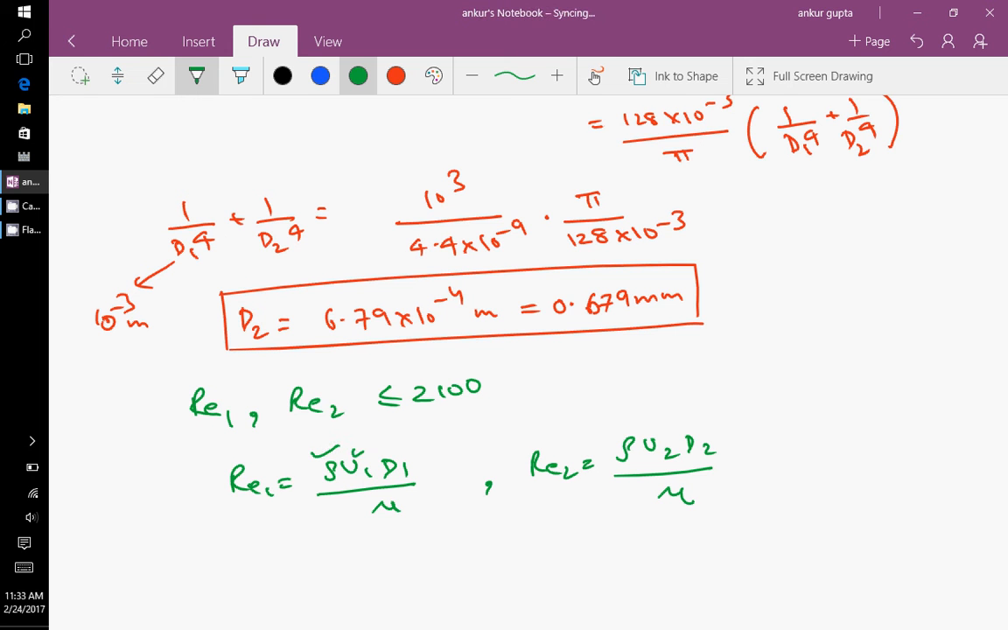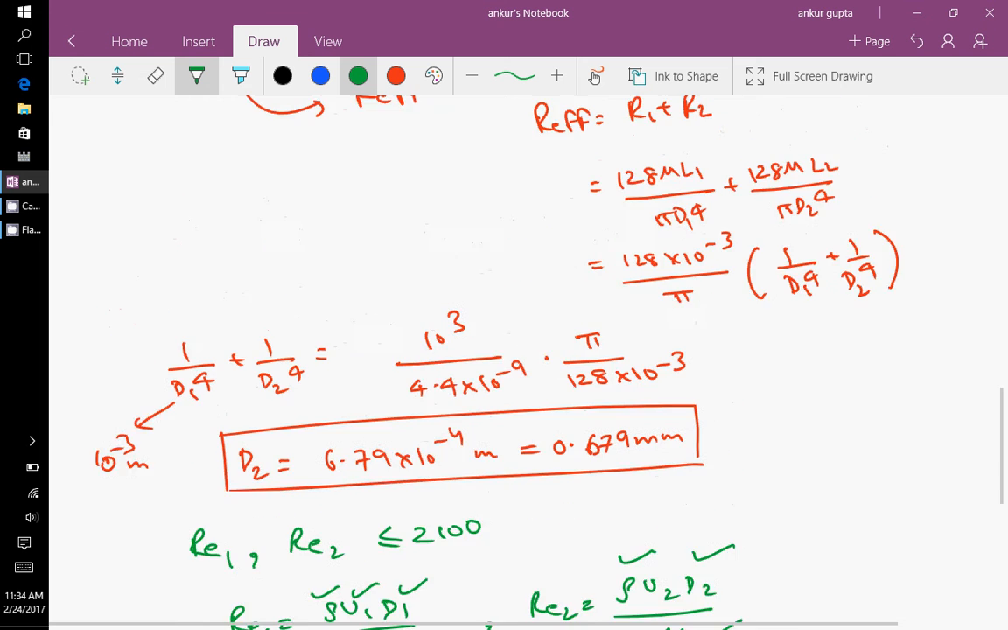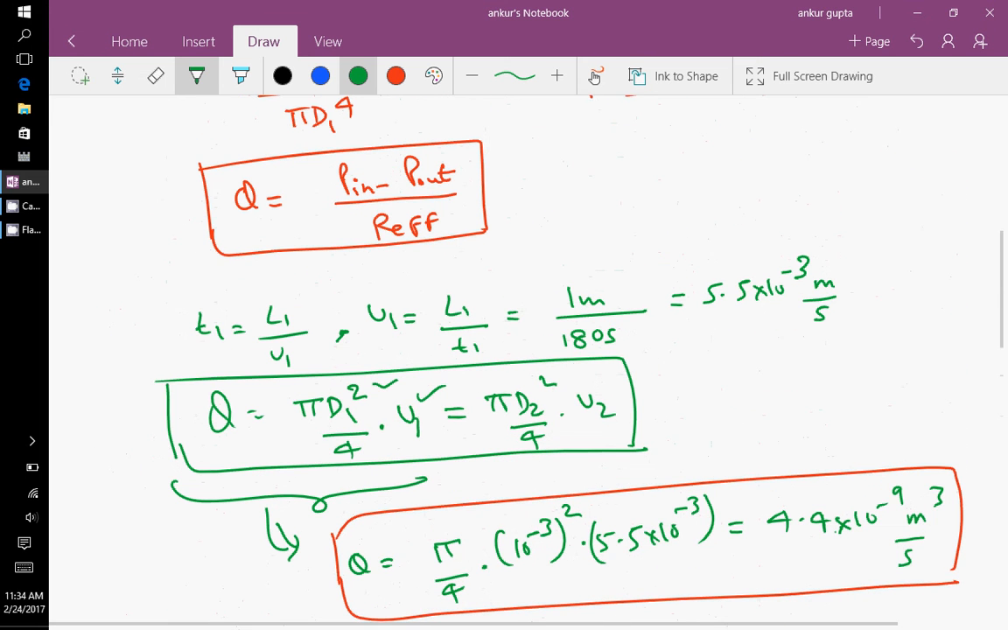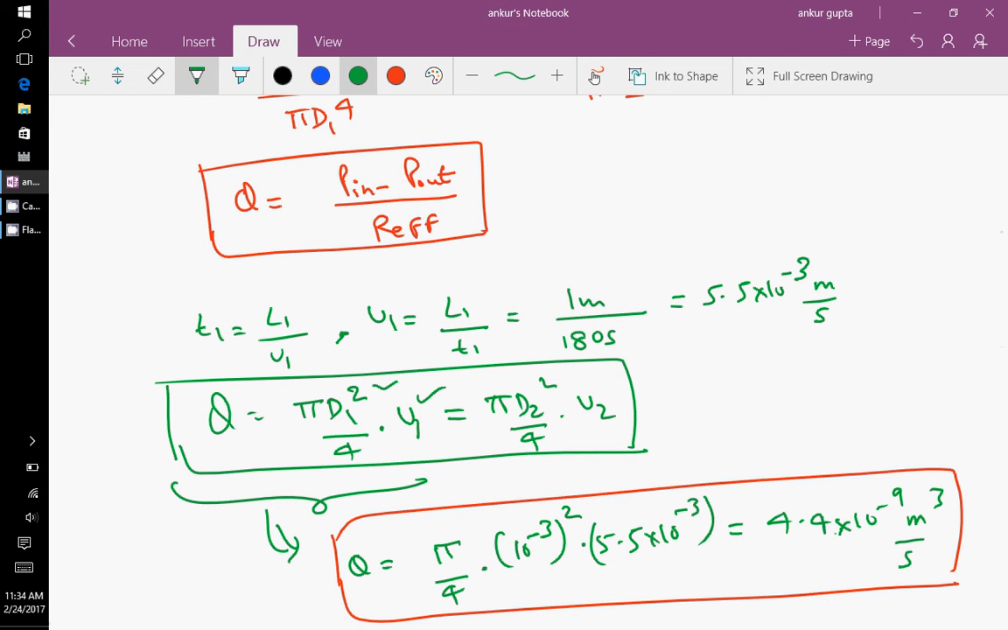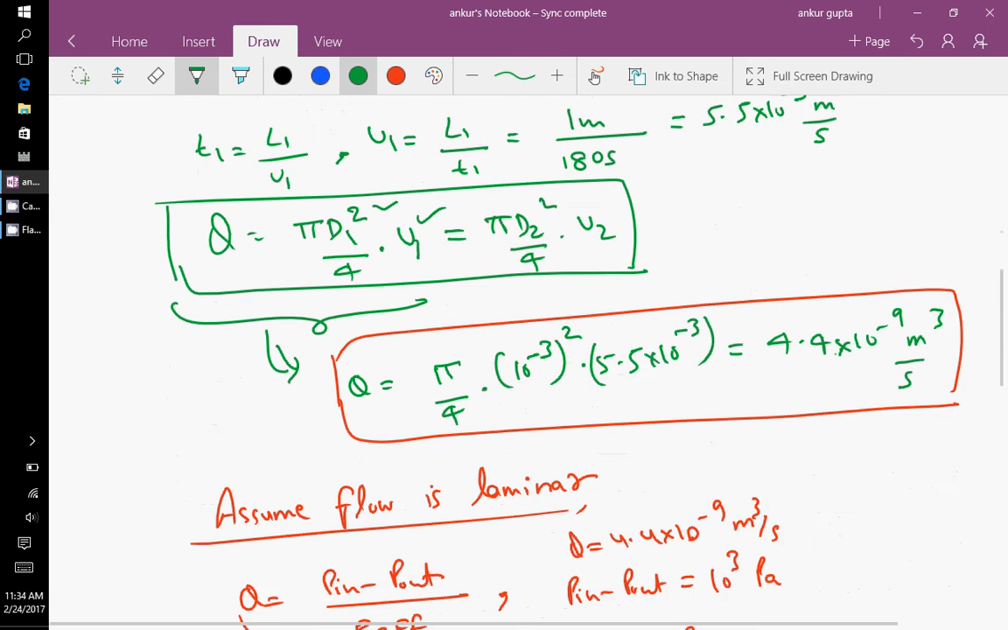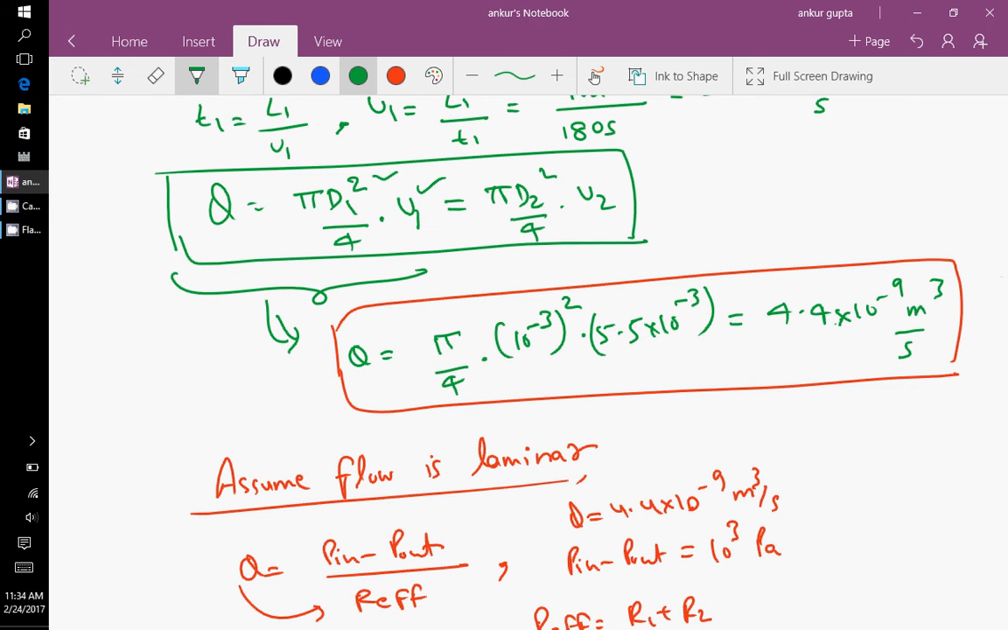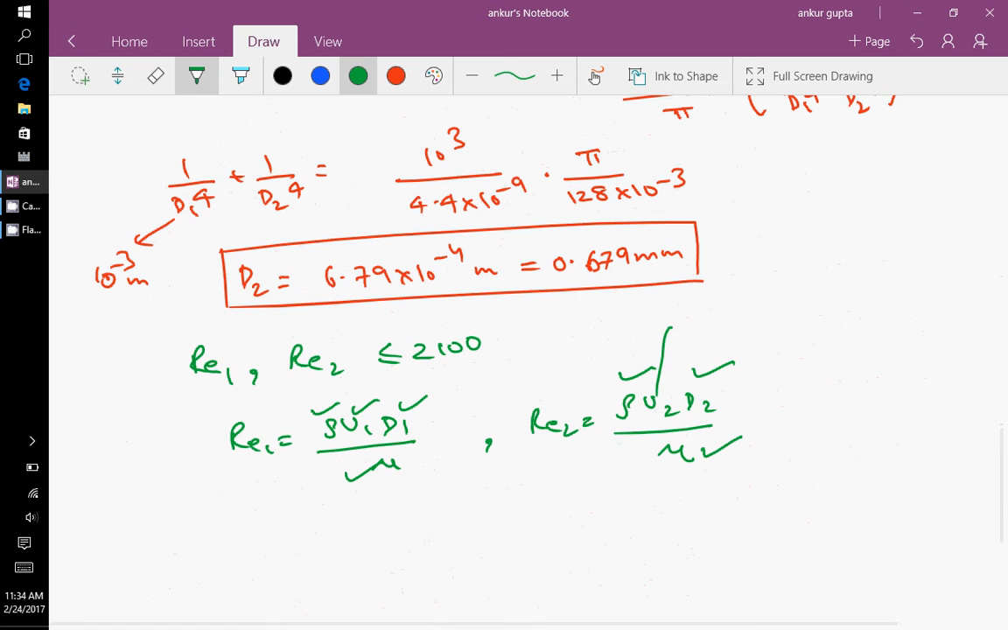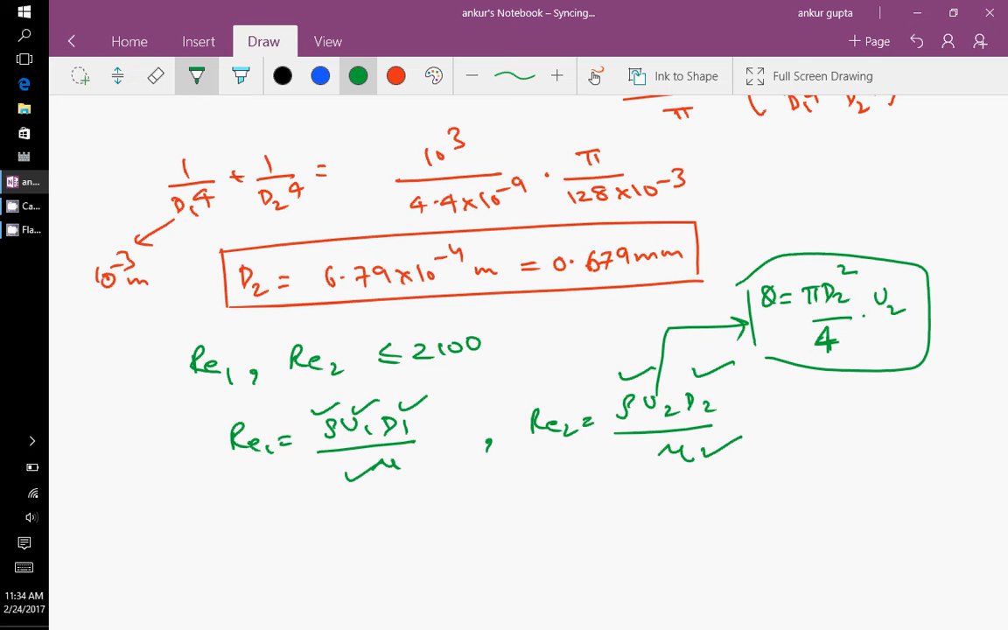Now we know rho, we know U1, we know D1, and we know mu, but we do not know, we know rho, we know D2 now, we know mu, but we do not know U2. But we can find U2 by using the formula that we had discussed here, that we know the flow rate, because flow rate is same in both the pipes. So we can find U2 by using this relation, because now we know D2. So you can find U2 by using the relation Q is pi D2 square by 4 into U2, right?